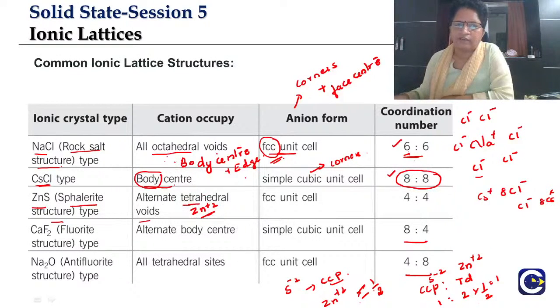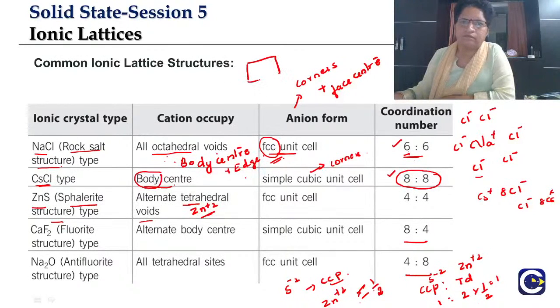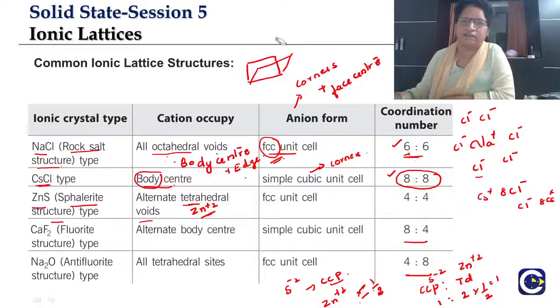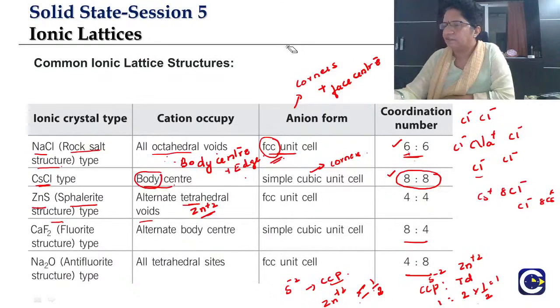But where are the tetrahedral voids? If you take a face diagonal, what happens at exactly 1/4 distance from the corner? No, let me not show it that way. We will take up the crystal structure in the slides and then try to see where the tetrahedral voids are present. Tetrahedral voids will be present exactly at 1/4 distance from the corner.